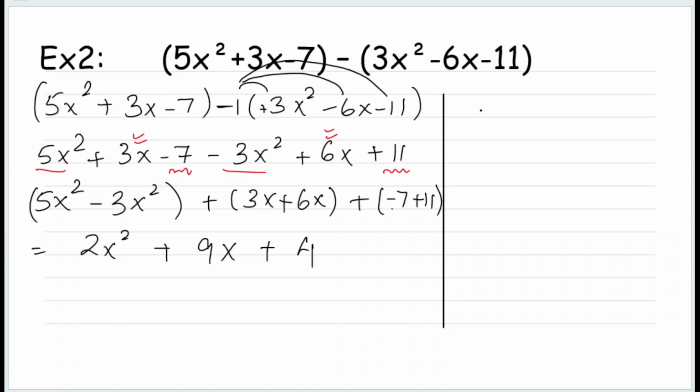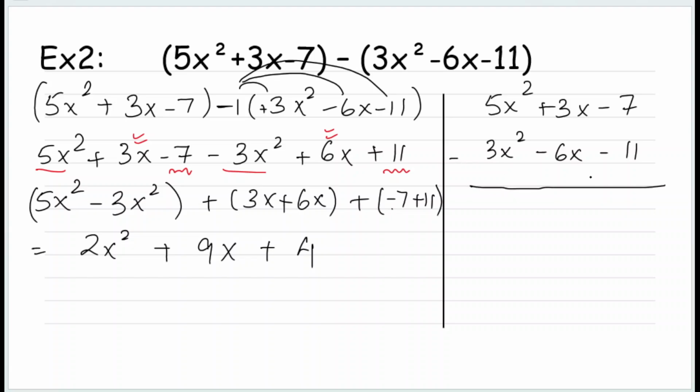Let's do the vertical method. 5x square plus 3x minus 7, and my next expression is 3x square minus 6x minus 11, and we are subtracting them. Let's change the sign. This positive will become negative, this negative will become positive, and this negative will also become positive. Because of this minus sign, all the signs of this second parenthesis terms would change.